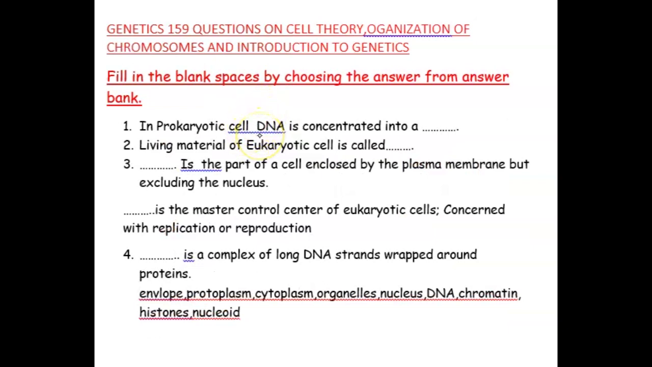Question 7. In prokaryotic cells, DNA is concentrated into a what? From the lectures we learned that in prokaryotic cells, DNA is concentrated into the nucleoid. So the answer is nucleoid. By the way, you can pause and try to answer the questions. So number 1 is nucleoid.